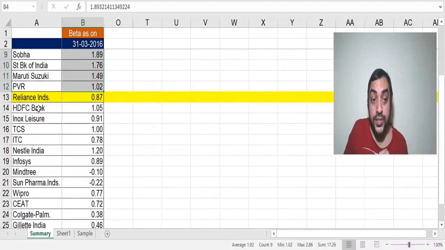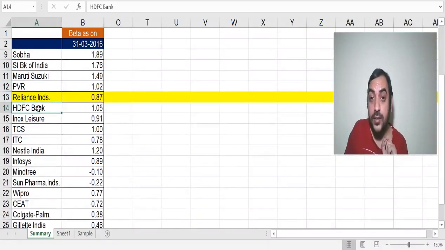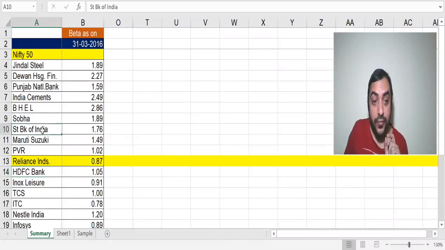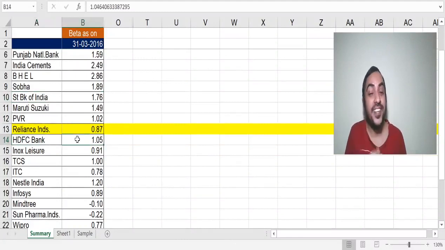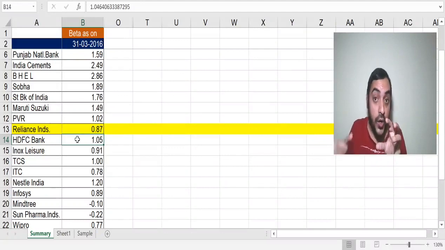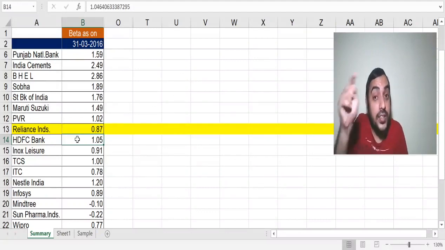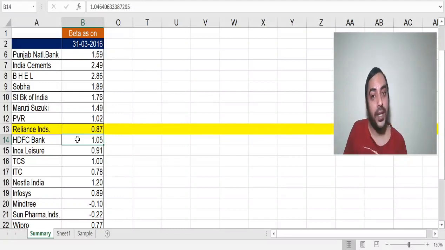But also observe, HDFC Bank is also into the financial sector, which means the State Bank of India has got 1.76 beta, high risk. HDFC Bank is also into the financial sector, 1.05, low risk. Those are the good stocks to buy, in my opinion. So they belong to risky sectors, but they have lower betas. In a risky sector, less risk. Good pick. Okay, so don't buy HDFC Bank because I told you. I'm just trying to give an example of the beta to be analyzed in a practical manner.